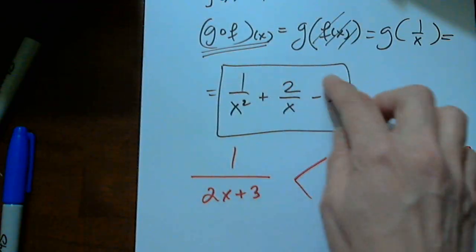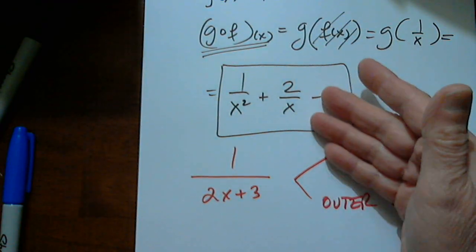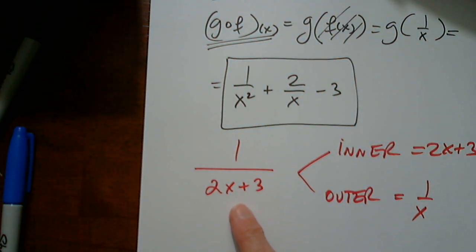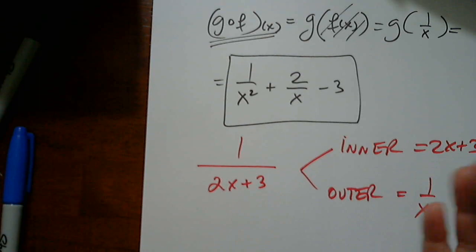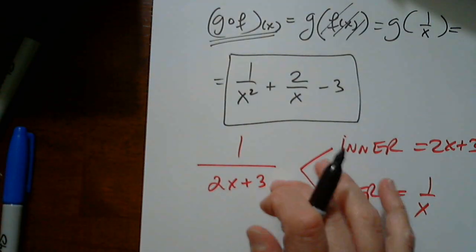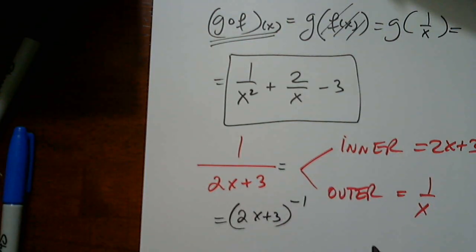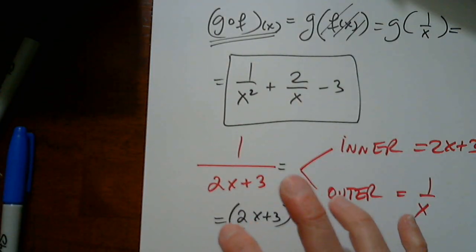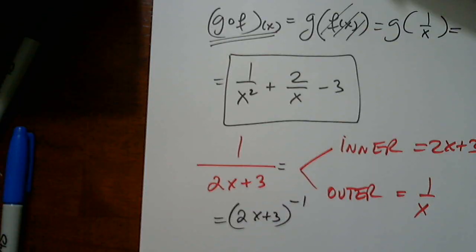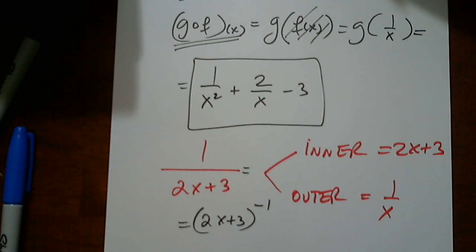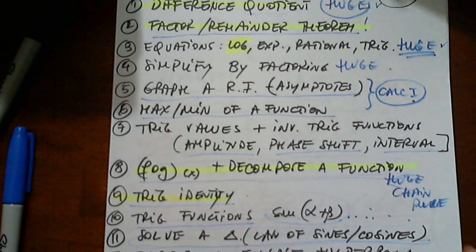Because in Calc 1, you will see it's very easy to find what you need from this format. But if you don't understand what this means, what is the inner, what is the outer, it may be more difficult. Although, I have to say that for this particular case, you can replace it by 2x plus 3 to negative 1. But you still have to understand the inner and the outer to be able to continue from here in Calc 1. Okay, good. Next question.